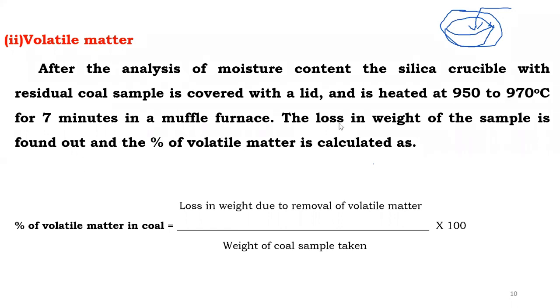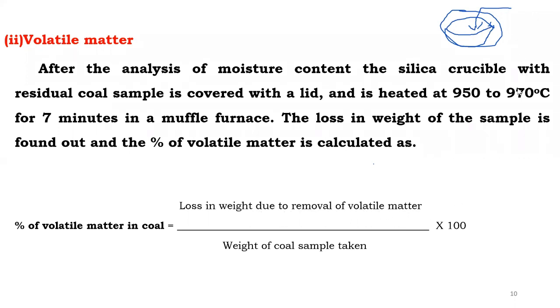In a muffle furnace, the loss in weight of the sample is found out and the percentage of the volatile matter is calculated. So how is the percentage of volatile matter calculated? Percentage of volatile matter in a coal is equal to loss in weight due to removal of volatile matter. We take W1, the weight of the coal sample before keeping it in the muffle furnace, and W2, the weight of the coal sample after heating for 7 minutes. That's W2 minus W1 will give the loss in weight due to the removal of volatile matter.